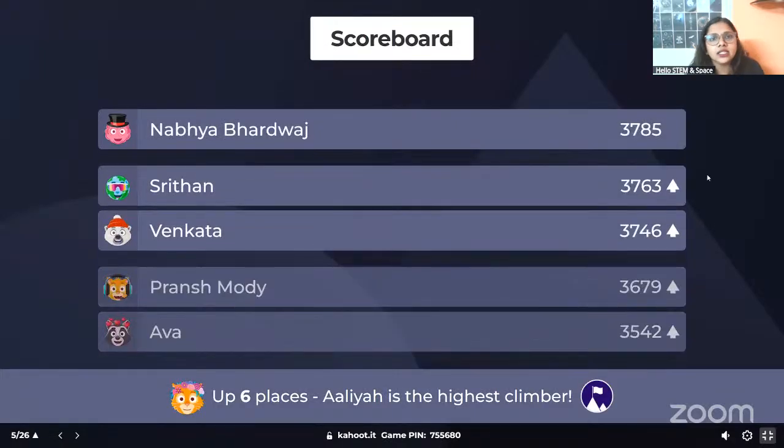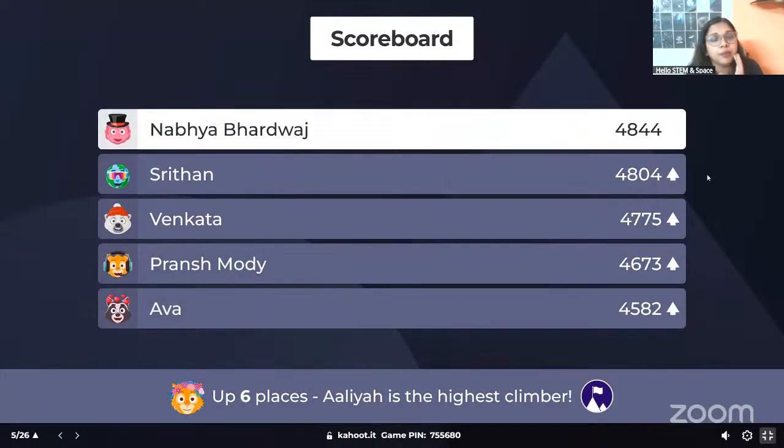So let's see the score, but there is a huge change now. Nabhya is still holding her first position, followed by Sritan, Venkata, Pransh, and Ava. Very good, everyone. And Alia is the highest climber. She climbed up 6 places. Very good, Alia.